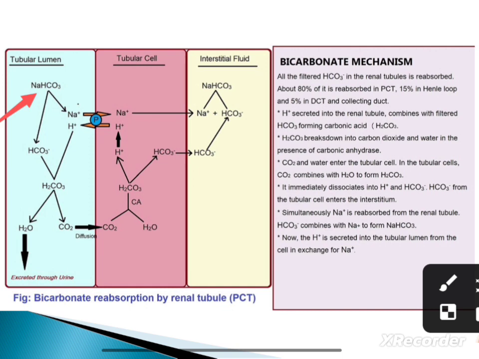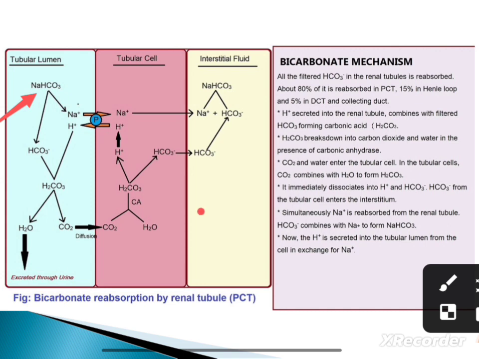Sodium bicarbonate dissociates into sodium and bicarbonate. Bicarbonate binds with one hydrogen that is secreted from the renal tubular cell and forms carbonic acid. Carbonic acid dissociates into water and carbon dioxide. Carbon dioxide diffuses back into the renal tubular cell and water passes through urine.